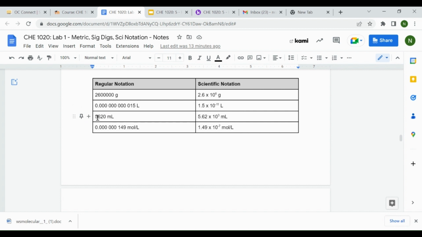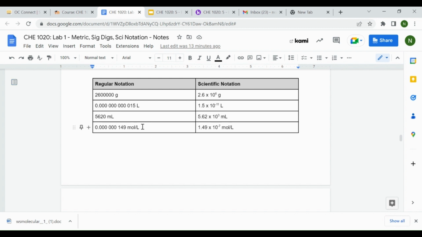All right, so let's take a look at the next example. Here's the decimal place right here. I need to move it over 1, 2, 3 places. So 5.62, I've moved the decimal place, times 10 to that. Well, how many places did I move it? I moved it 3 places. If I move the decimal to the left, I'm going to put a positive exponent because I need to multiply this number by a pretty large number, in this case 1,000, to get back the original.